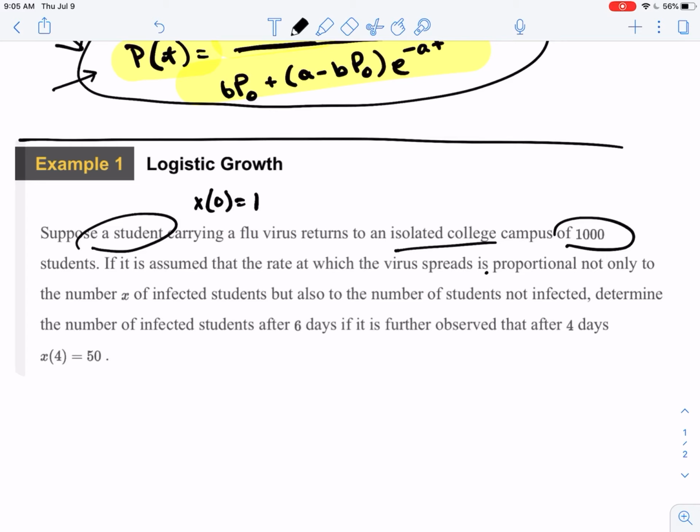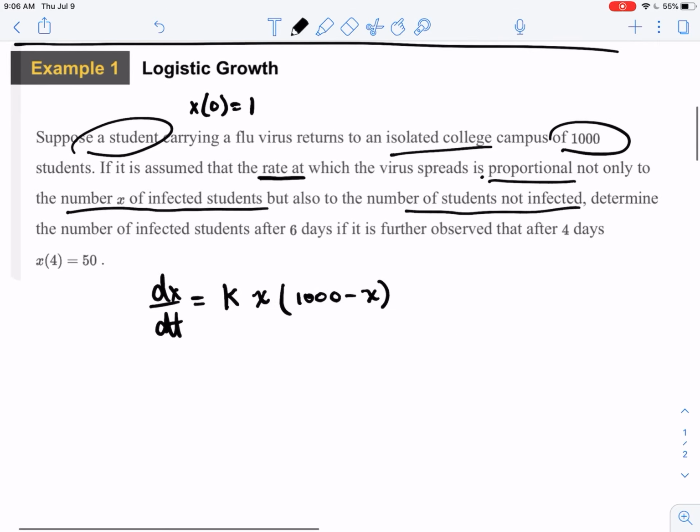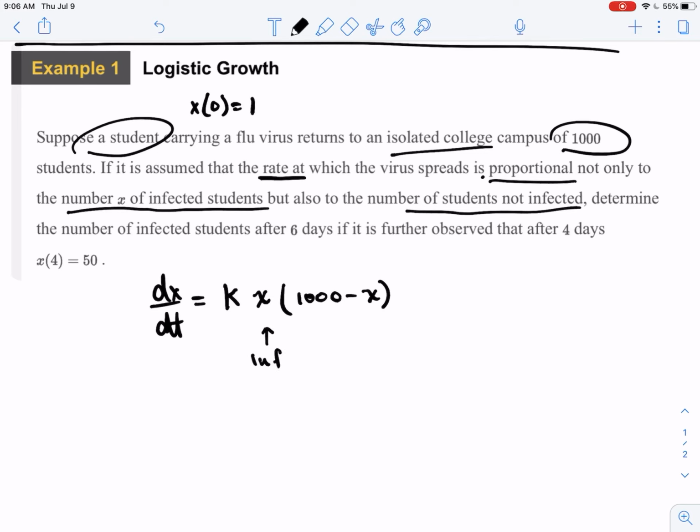And again, with the way it's written, there's a rate. Rate is derivative, is spread proportionally, not only to x, the number of infected, but also to the number of not infected. So when you're setting up that differential, I'm going to use the same variable x. So dx dt equals, you're going to always have that K, x, number of students infected. Since there's 1,000 students on campus, that means 1,000 minus x would be the number of students not infected. So infected students, not infected.